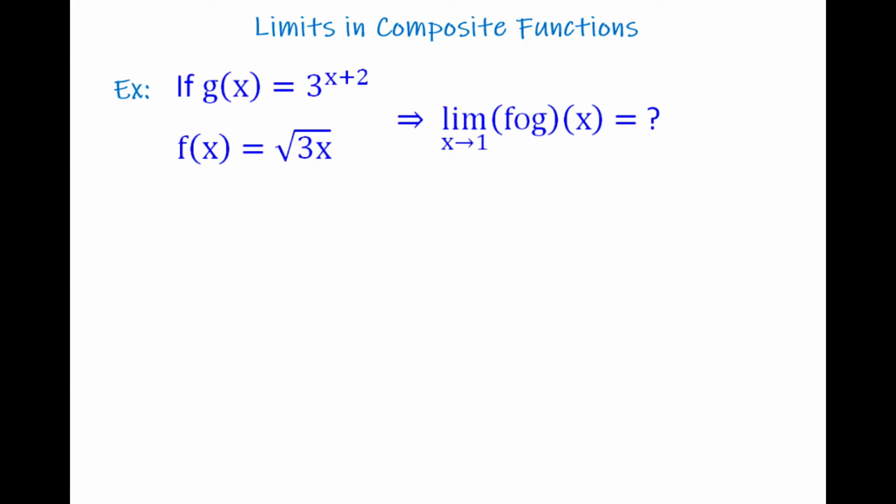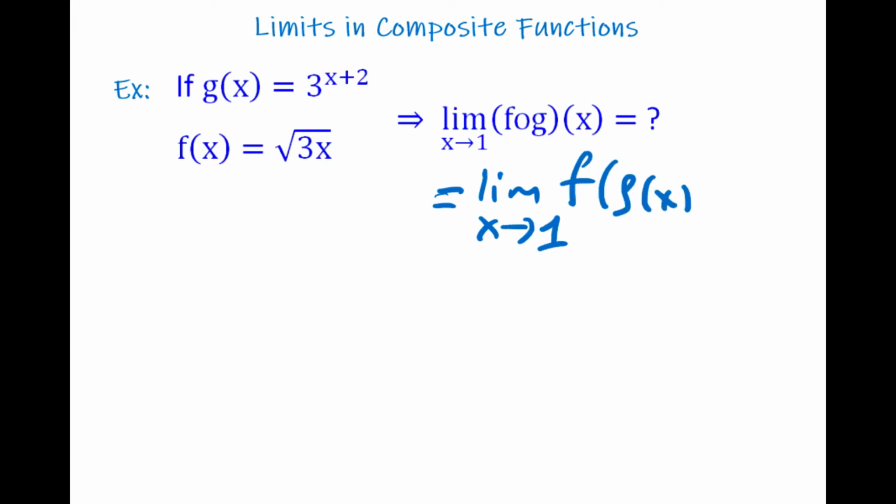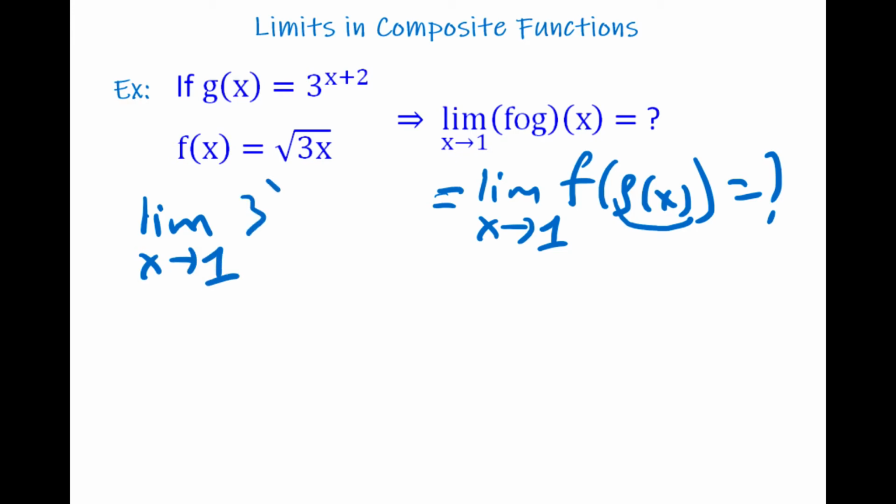In this question, guys, we are given g of x as 3 to the power of x plus 2, and f of x as the square root of 3 times x. In this case, what is the value of the limit when x goes to 1 of f of g of x? This is equal to the limit when x goes to 1 of f of g of x. So we will start from g of x first. So I will find the limit when x goes to 1 of 3 to the power of x plus 2, guys. And what I'm going to do is just put 1 instead of x.